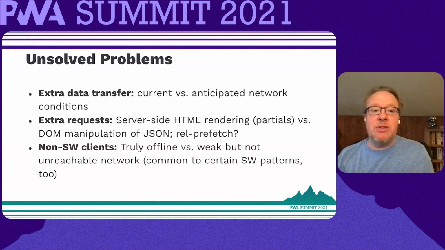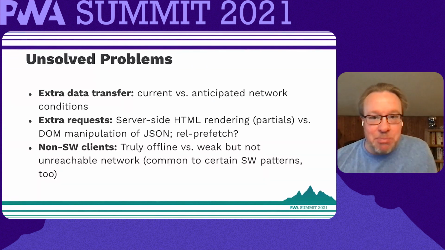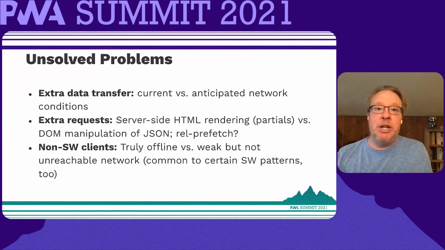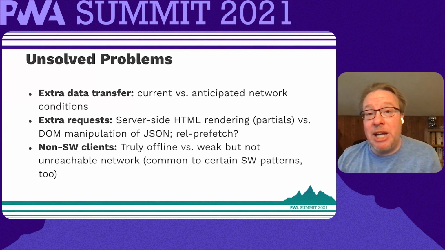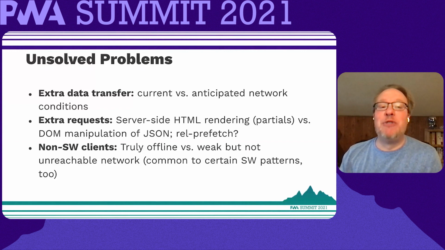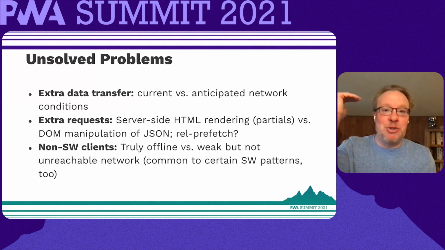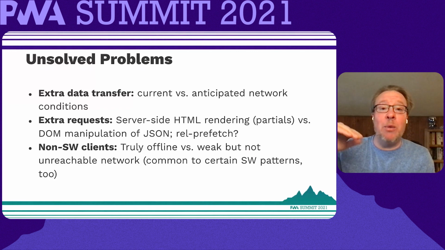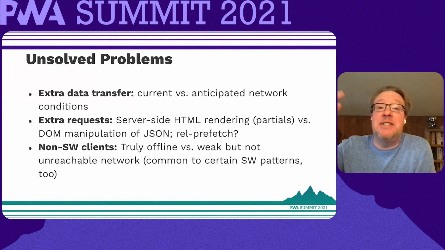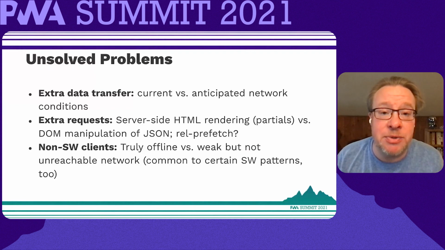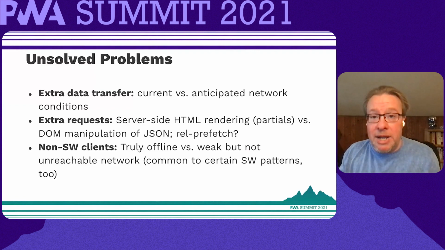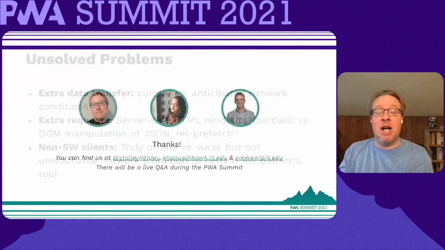And then finally, with non-service worker clients, there's this problem, and it's not a problem unique to our app. It's something that we are all challenged by, which is the difference between a truly offline state versus a weak but not unreachable network. And if you've done any sort of service worker patterns where you're trying to hit the network and then falling back to the cache, if we've got a slow network, we wait until it decides that it's just too slow, and then we return the cached response. We've got to figure out ways to handle that particular pattern with some kind of logic.